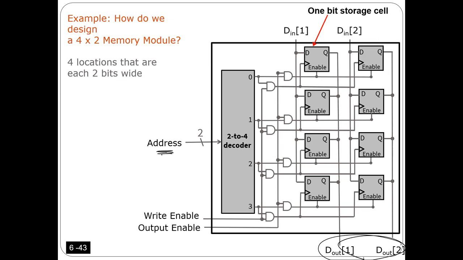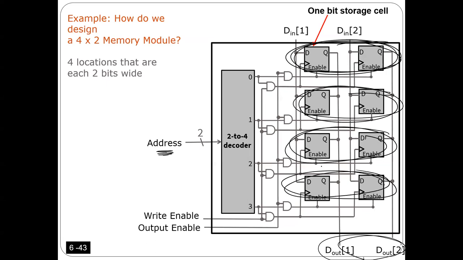So here I have addresses, which are 2 bits. This two here is one piece of information, 2 bits. This is a second piece of information, a piece of information, a piece of information. Is that okay? And so this is location number 0, location number 1, location number 2, location number 3.